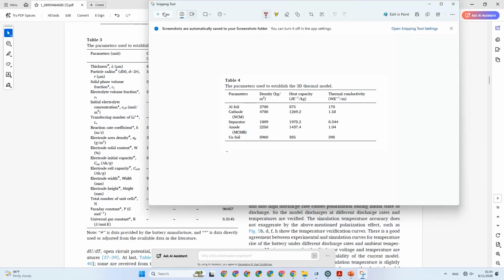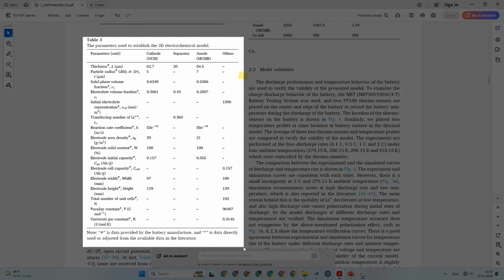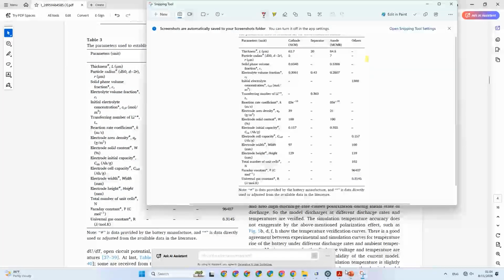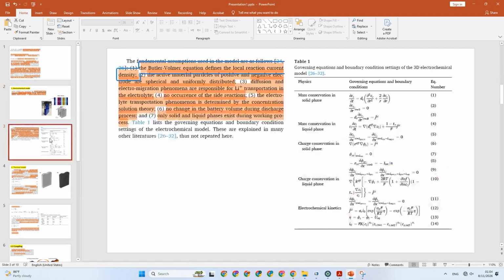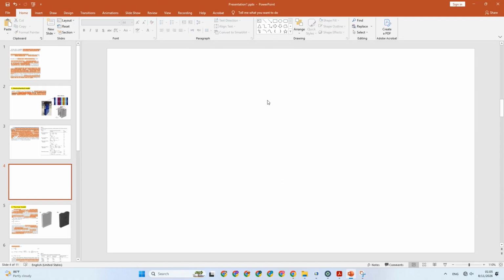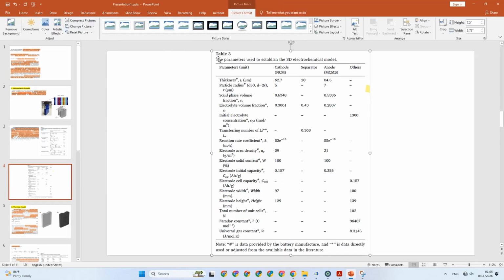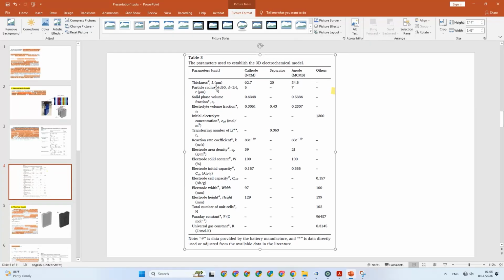Let me choose the new one, table 3. Okay, I bring it in the electrochemical section. New one. Nice. You can see the parameters.